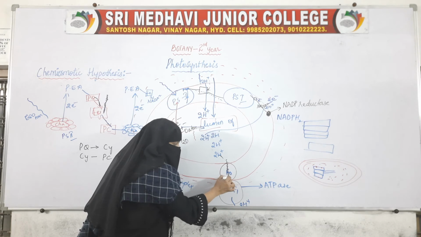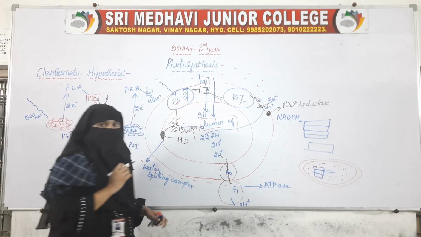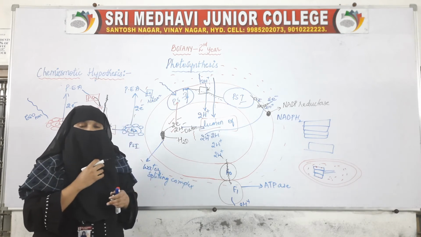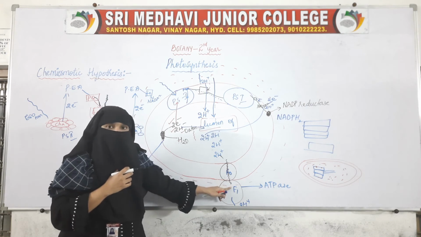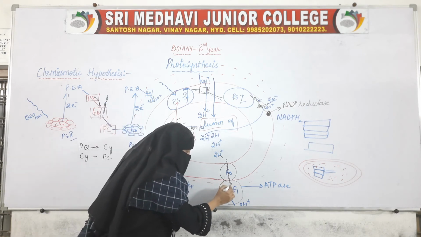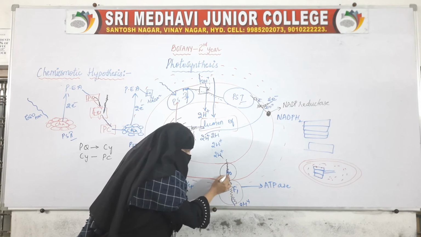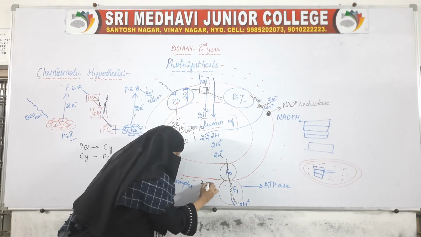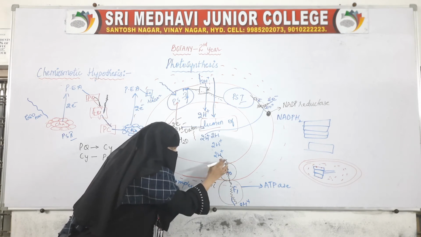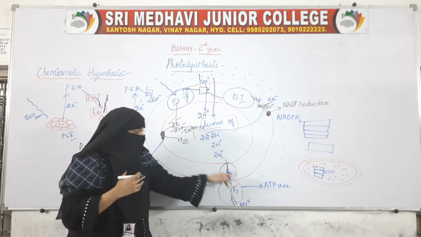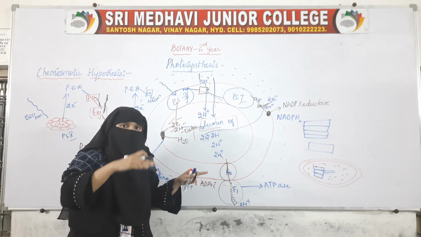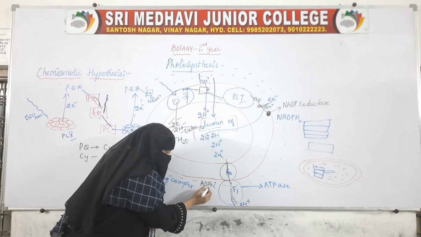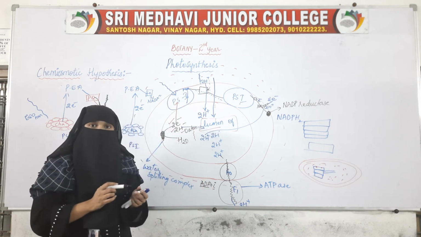So when the protons move from lumen to stroma, because of this movement, they have energy. When they come out, the energy will be given by these protons. So that energy is used to change ADP. That energy is used to combine this ADP with the inorganic phosphate.